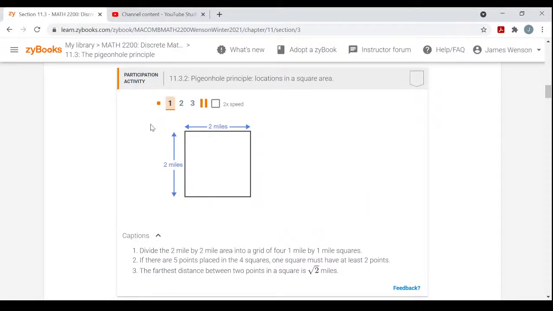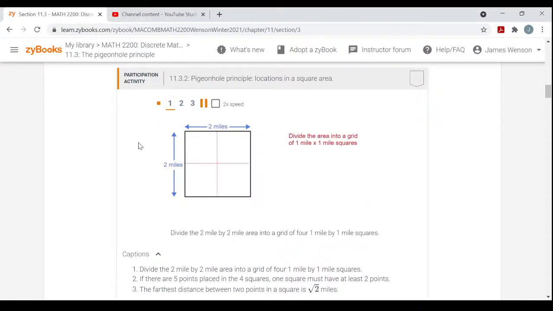Right? So they start off with this 2-mile by 2-mile square. And they divide it into a grid of 4. They're placing 5 stores.